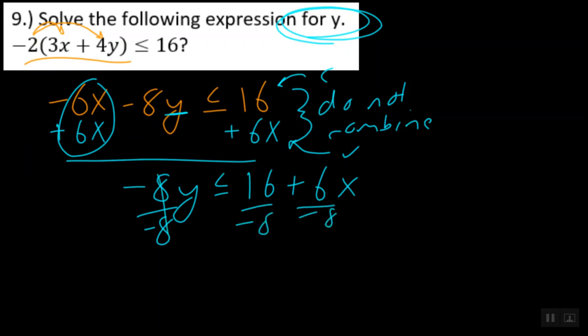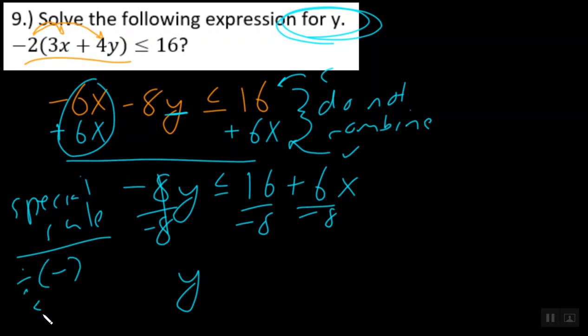Now when I do that, that goes away, but notice we have a special rule, all right, special rule. When you divide by a negative, your sign has to flip. And by sign, what I really mean is the inequality. So see, this is a less than or equal to. When I divide by that negative, it becomes a greater than or equal to. You have to flip it.